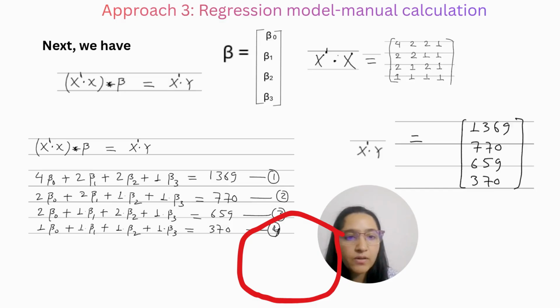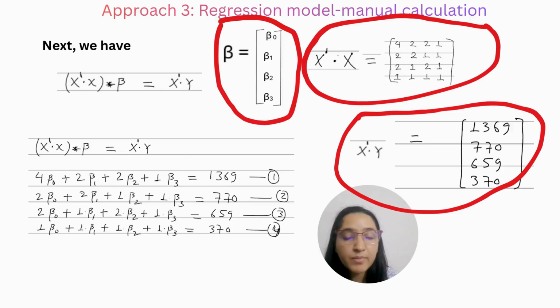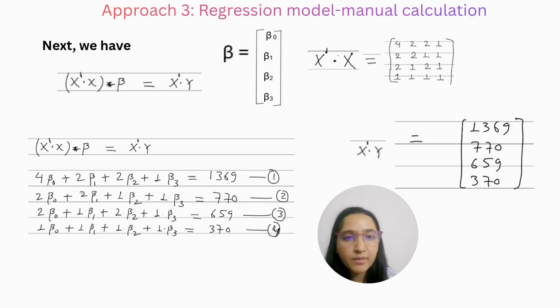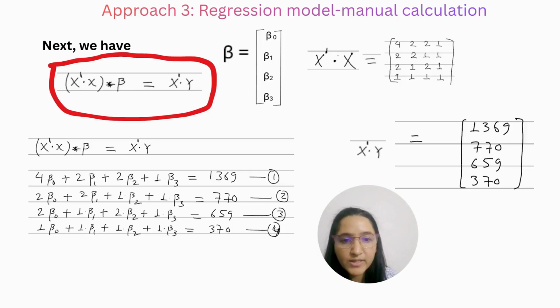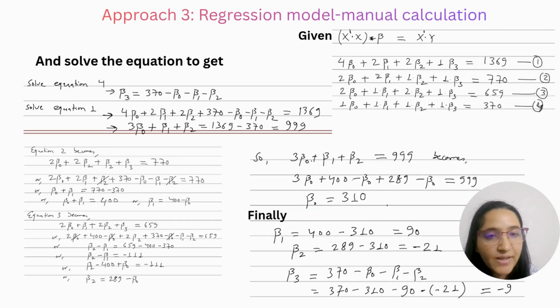Now we have all the values that we need to fit this equation. Product of X transpose times X multiplied by beta is equal to product of X transpose times Y. So we have the matrix beta, X transpose times X, and then X transpose times Y. So when we fit these values in this equation, we get these four different equations. So from these four equations, we can now easily calculate the values of beta naught, beta 1, beta 2, and beta 3, our coefficients, right?